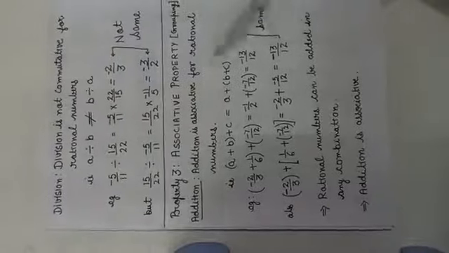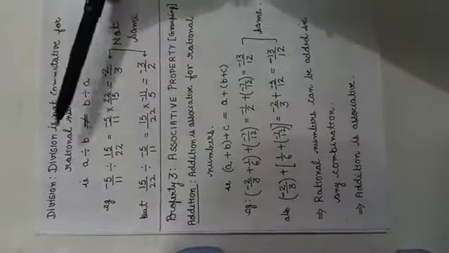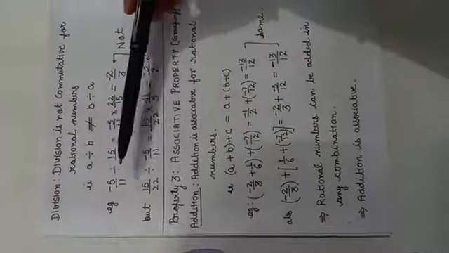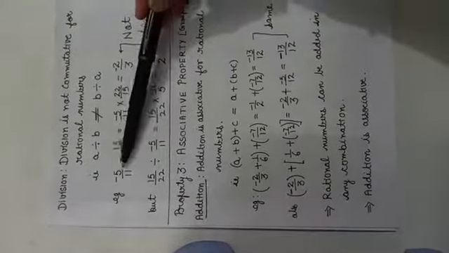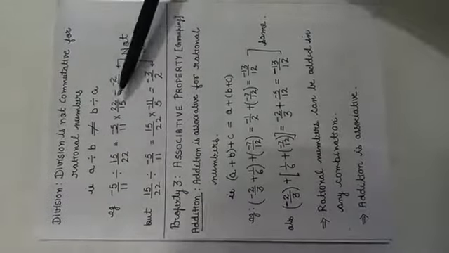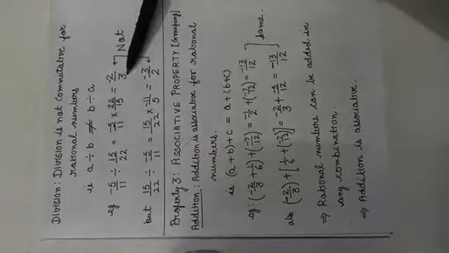Now again we will look for the division, if division is commutative or not. So let's divide. We will go through the example. Minus 5 by 11 divided by 15 by 22. How will we do the division? You all know we will write the reciprocal of this and multiply. So we are getting the answer here minus 2 by 3.